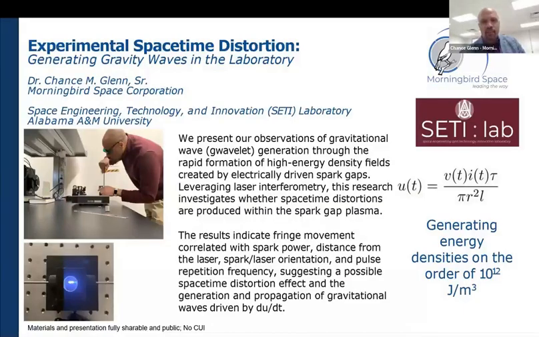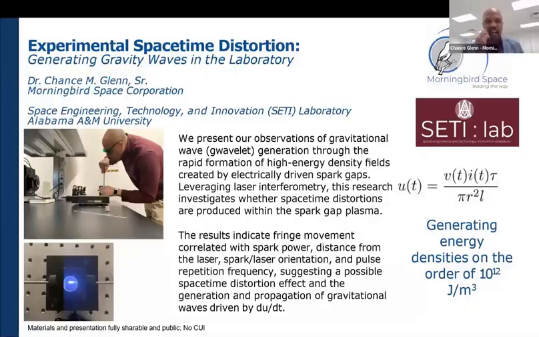It is one that is generating gravity waves in the lab, and in this case utilizing plasma formed by a high energy spark that will produce energy densities on the order of 10 to the 12th joules per meter cubed, which is scratching at the levels that the literature has shown is at the level to distort space-time. And so I was able to erect an experiment to show this.